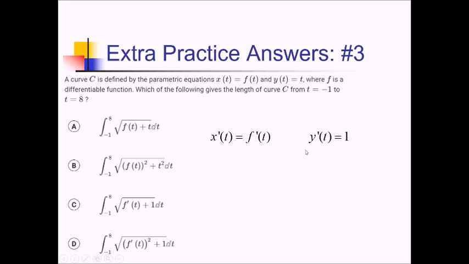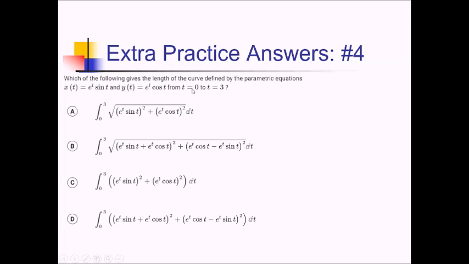So now for the arc length, we're going to have the integral from -1 to 8. And here we'll have the square root of f prime of t squared plus 1 squared, which is just f prime of t squared plus 1, which is going to be answer choice D.